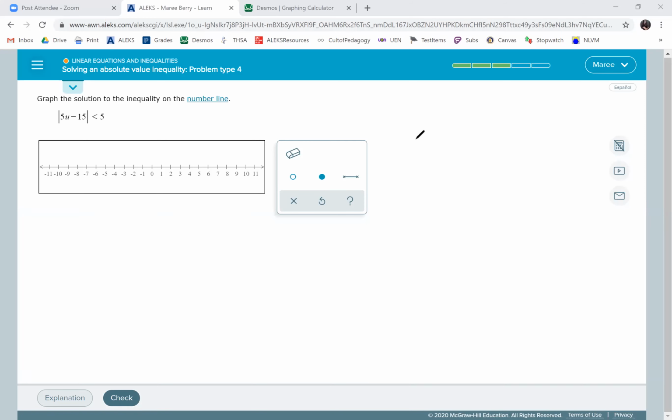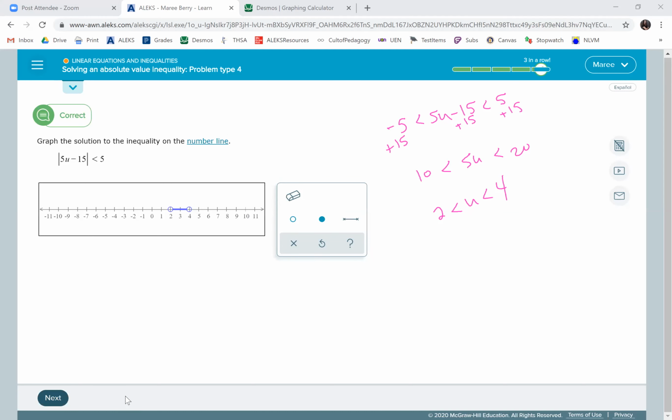Less than 5. So less than means it's going to be between. So we have negative 5 is less than 5u minus 15, which is less than positive 5. We add 15. This is 25u, and this is 10. Divide by 5. So between 2 and 4, we're going to have our u, and it's open circle. And we're between. And that's the end of the lesson.